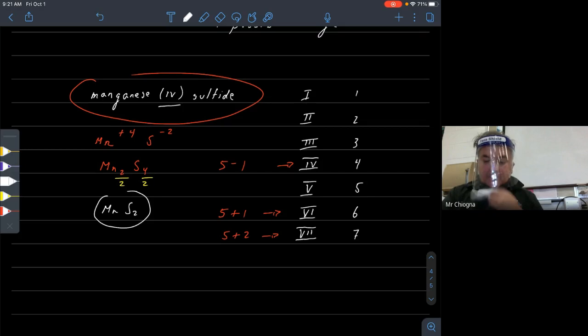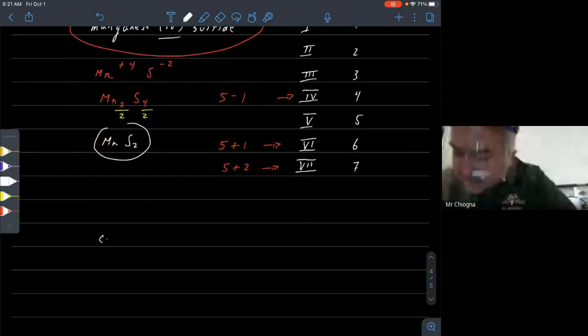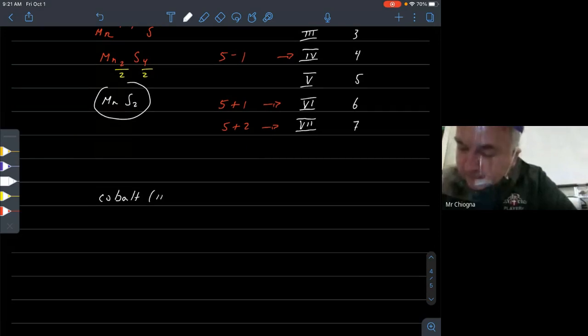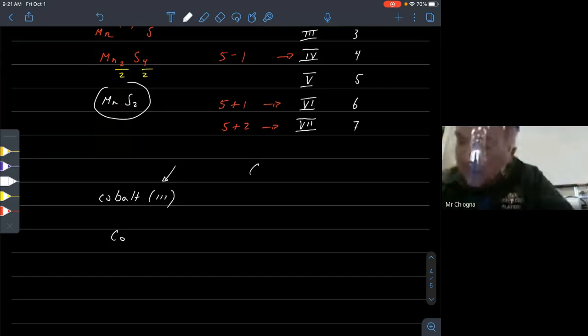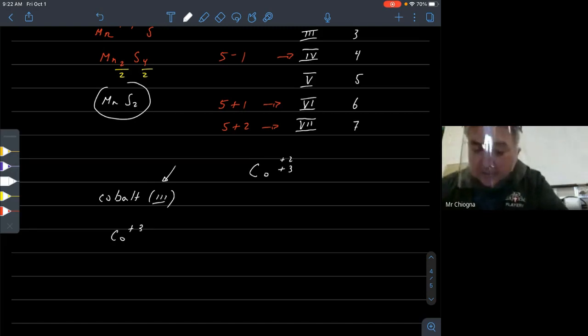Okay. Let's look at this. Cobalt 3 oxide. How'd they get cobalt 3 oxide? That tells you the charge. If you look up cobalt, it's in column 9. Cobalt has two options, either a +2 or a +3. This is telling you which one it is. It's a +3. So it's cobalt 3 oxide.